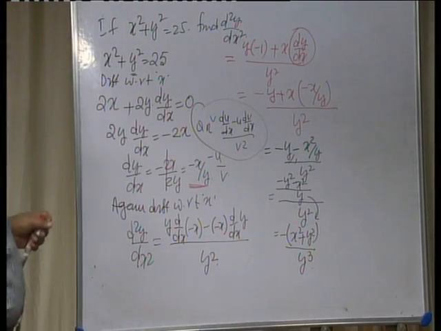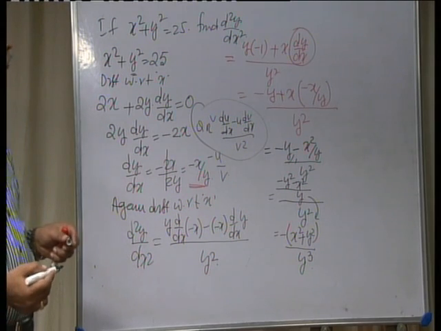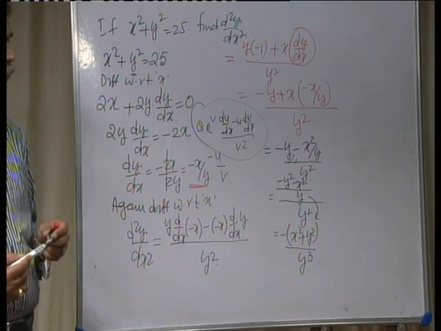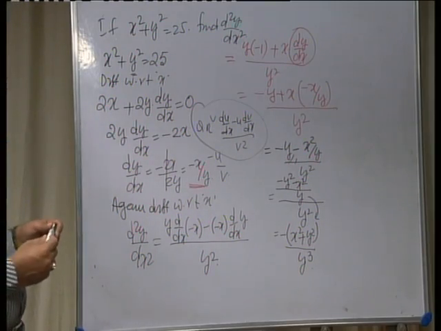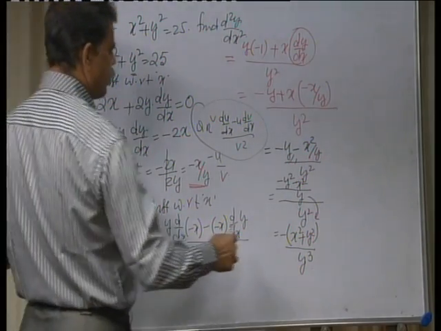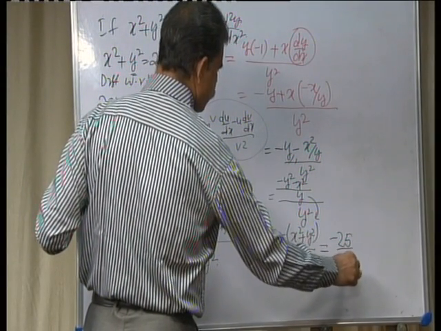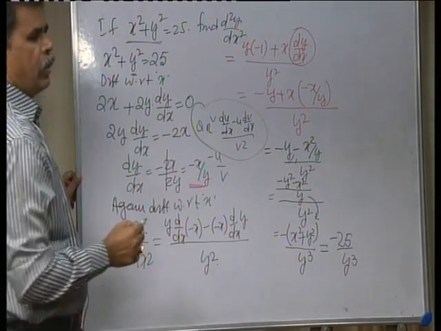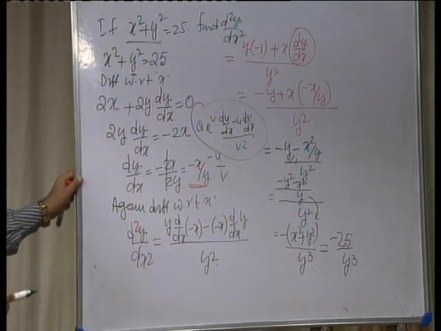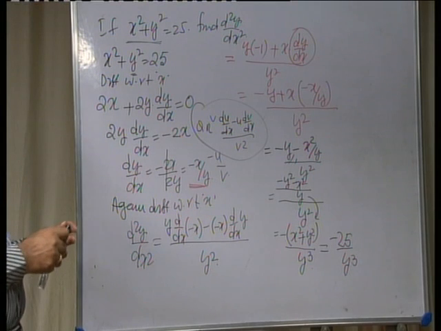The differentiation d square y by dx square of x square plus y square equal to 25 is minus of x square plus y square by y cube. Sometimes it can also be taken like this, minus 25 divided by y cube. Why? This is given, x square plus y square is equal to 25. It is the answer. Next, let us move to another problem.